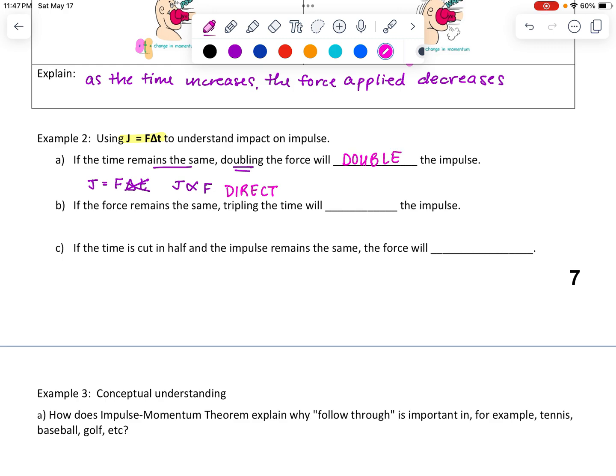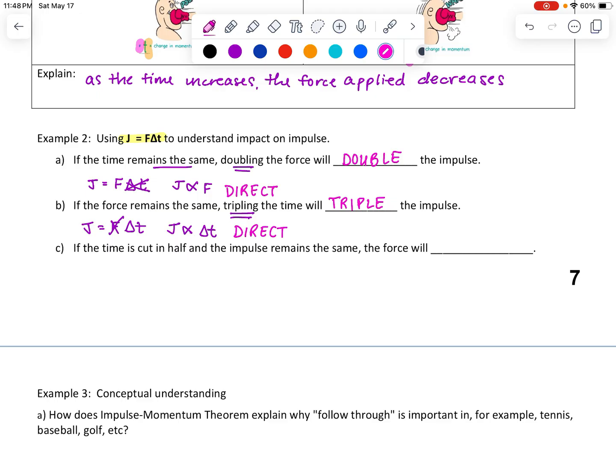Okay, they're direct because they are opposite sides of the equation. If the force remains the same, so J equals F delta T, now we're taking force out of the equation. What we see is J, impulse, is proportional to the change in time. So if we triple the time, again, those are on opposite sides of the proportionality, right? This is a direct relationship, so it will triple the impulse.